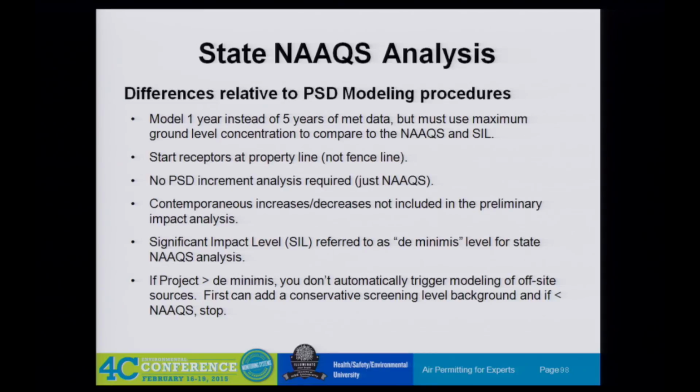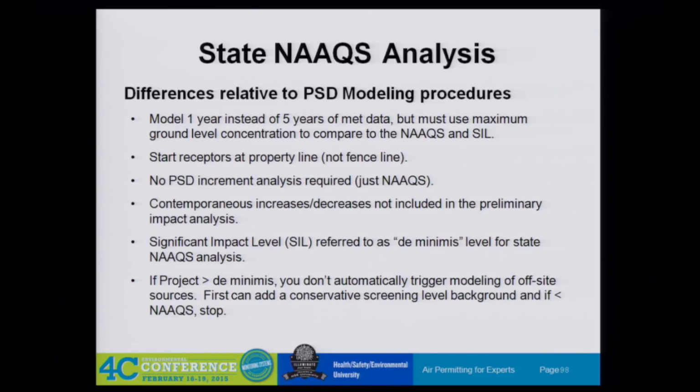So I think I talked about these, the differences relative to PSD modeling. One year instead of five-year met data. The state receptor starts at the property line. EPA starts at the fence line, if you have something keeping the public out. Hopefully those are the same boundary for your facility, but they're not always.